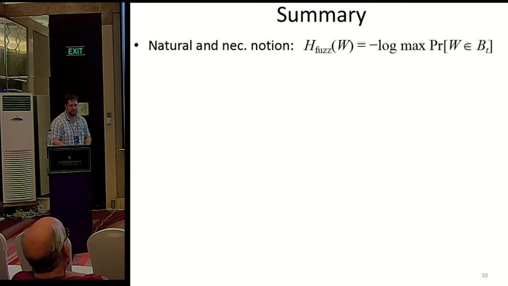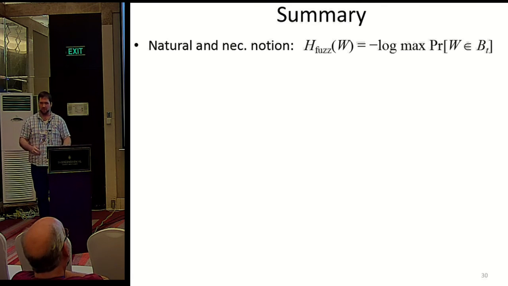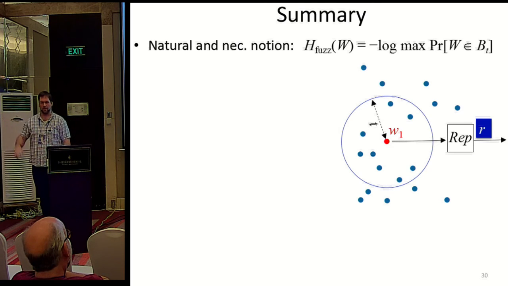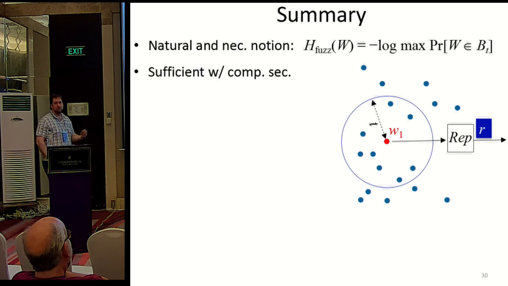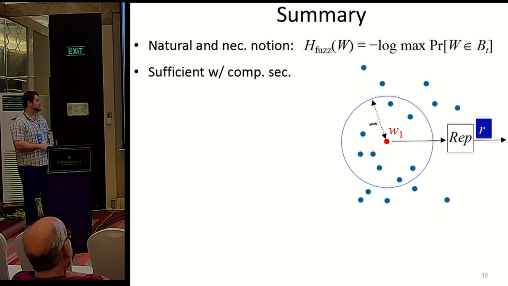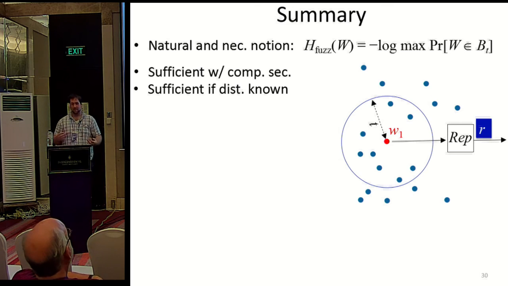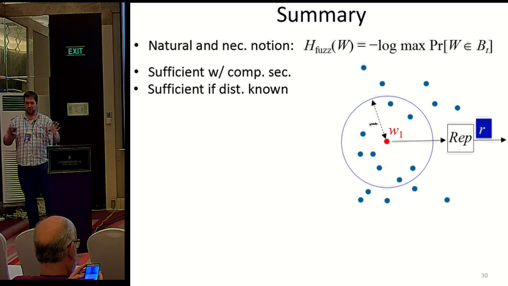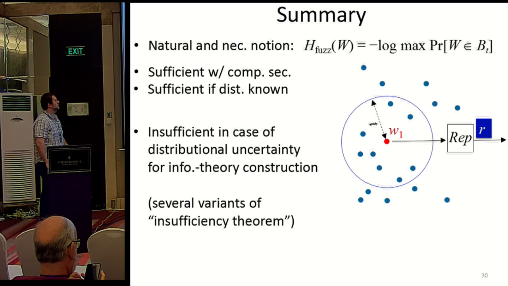So what we show in this talk is a new and necessary notion for deriving keys from noisy sources that we call fuzzy min entropy. It measures the maximum probability ball in the metric space, and it just measures the adversary's ideal success, right, if we give them oracle access to the functionality we've provided. This is sufficient with computational security if you believe in obfuscation, which, right, it's an assumption. It's sufficient if the distribution is known, though our construction here for information theoretic is very much not a polynomial time construction. And it's insufficient if you don't know what the distribution looks like.